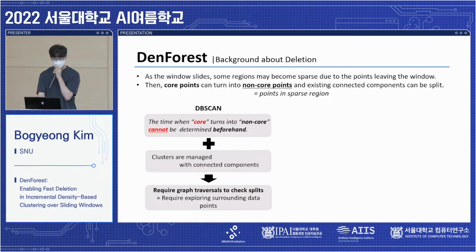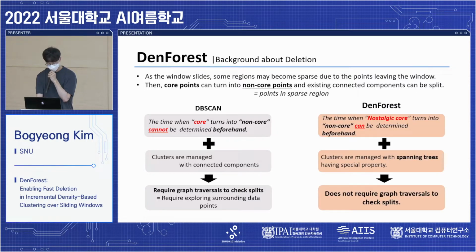As the window slides, some regions may become sparse due to the points leaving the window. Then, core points can turn into non-core points, which are points in sparse regions, and existing connected components can be split. However, in DBSCAN, the time when core points turn into non-core points cannot be determined beforehand, and clusters are managed with connected components. Due to these two facts, it requires graph traversals to check splits, or it requires exploring a large number of surrounding data points.